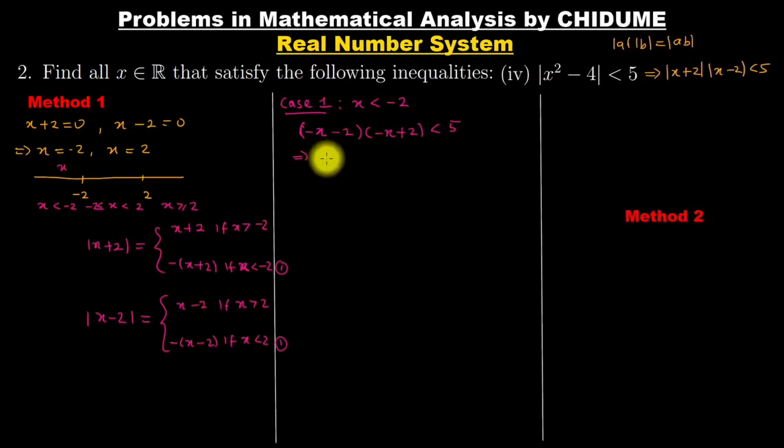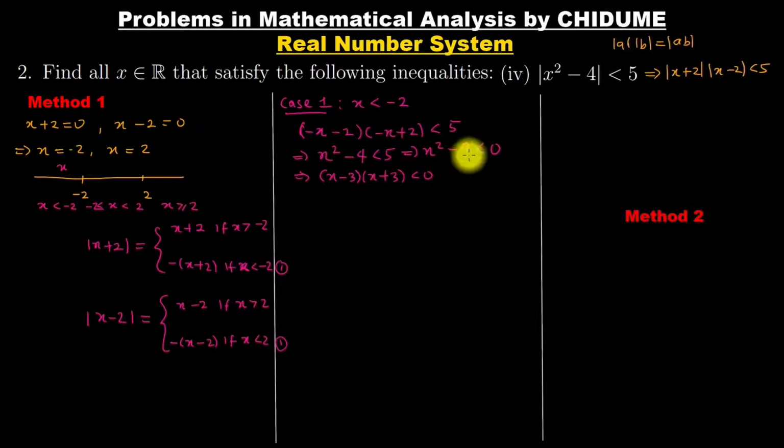I'm going to have this to be x squared plus 4 minus 4 to be less than 5, which implies that x squared minus 9 is less than 0, if I bring 5 to the other side. Which implies that x minus 3 multiplied by x plus 3 is going to be less than 0. So meaning that I'm going to have the solution set for this one.